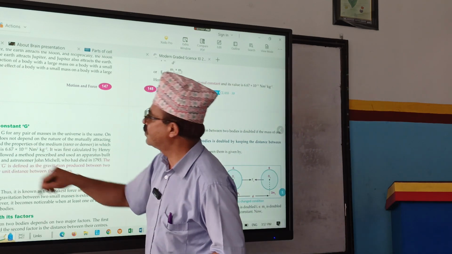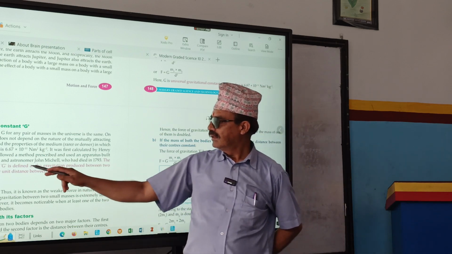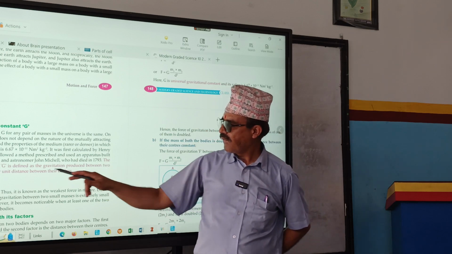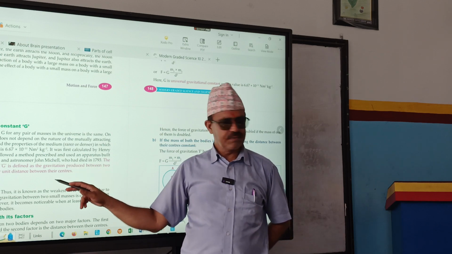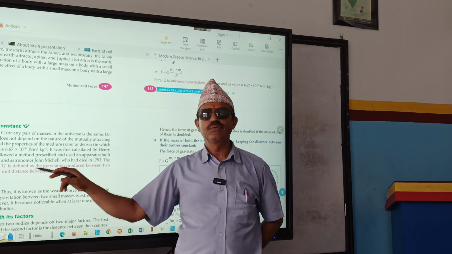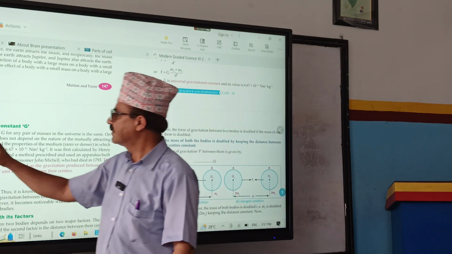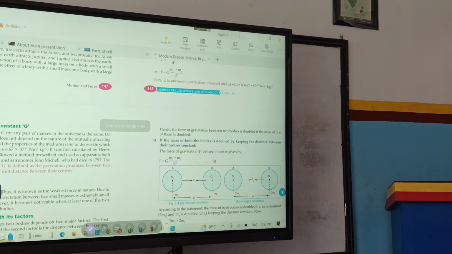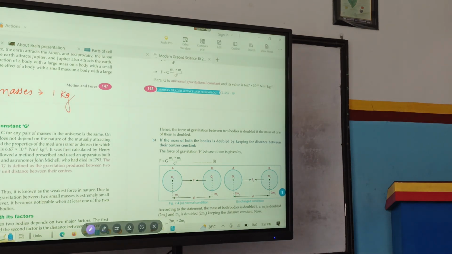Okay, how do you define the universal gravitational constant? The universal gravitational constant is defined as the force of gravitation produced between two bodies having unit masses. What are unit masses? Masses means their mass is how much? 1 kg. The mass of each body is 1 kg. Again, there is a given unit distance, one meter.